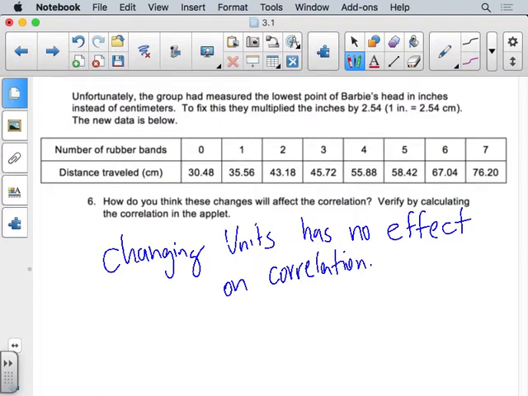And y'all's thought process was good, ladies, because everything gets changed. Everything gets bigger. So the whole graph is still shifting at the same rate. So the dots are still kind of in the same spot. Alright. Sweet. So everything stays the same. Alright. Changing units, no effect.